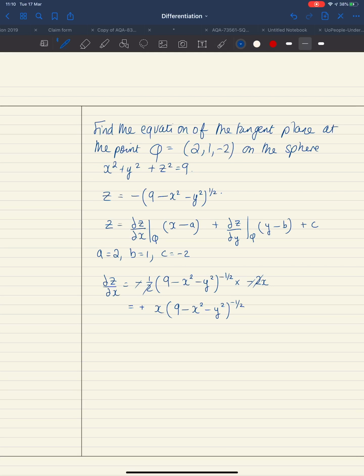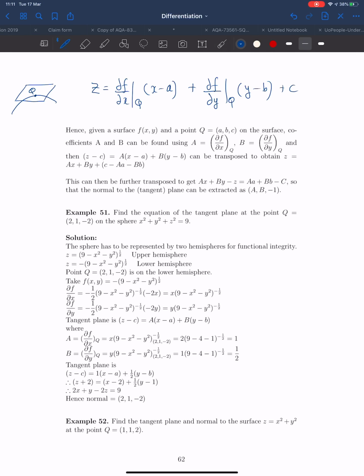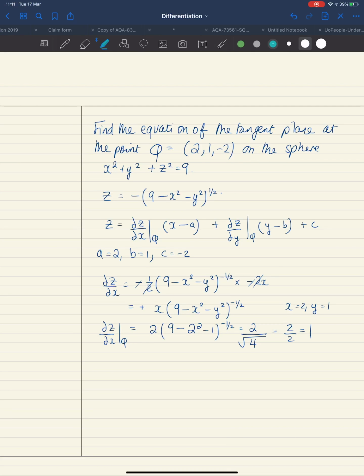And then we've got to substitute in x is 2, y is 1. So dz dx evaluated at Q is 2, 9 minus 2 squared minus 1, to the minus 1/2. So it's 2 over the square root, and that's the minus 1/2. This is going to be 9 minus 5 in total, so that's 4. And it's going to be 2 over 2, which is 1. Just checking that I've got the same answer as what I had before. This is 1. A is 1. Good. So that one's there. We've got that bit now. We need this one next.